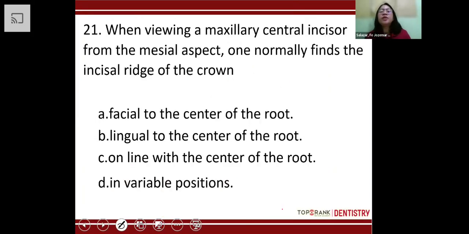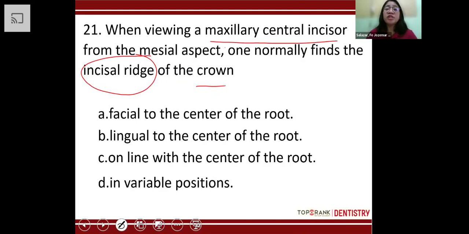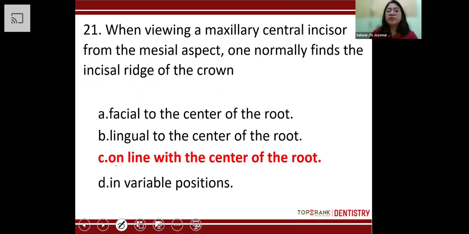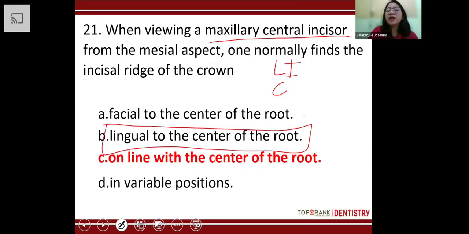Okay? Number 21, when viewing a maxillary central incisor from the mesial aspect, one normally finds the incisal ridge of the crown, ano dyan? Facial to the center, lingual to the center, on line with the center of the root, in variable positions. Yes, very good. On line with the center of the root. This is true not only for a maxillary central incisor, but also for a lateral incisor and a canine. Now, if it's lingual to the center of the root, this is your mandibular anteriors.